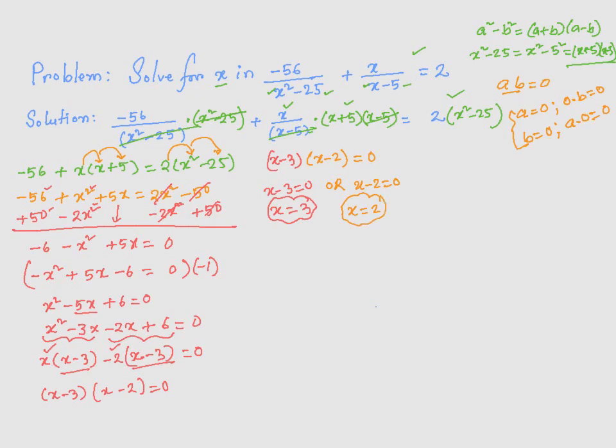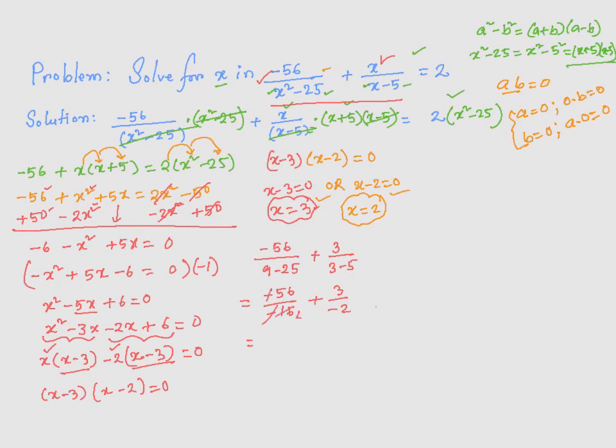Now we still have to check whether these two values satisfy this equation, and we can do so pretty easily, by the way. Let's look at the first one. So negative 56 over x squared minus 25 plus x over x minus 5. I'm just plugging it into the left hand side right here. My x is 3, so x squared is 9, 3 squared, minus 25, plus 3 over 3 minus 5. That's going to give me negative 56 over negative 16 plus 3 over negative 2. So the negative and negative cancel out, 56 over 16.